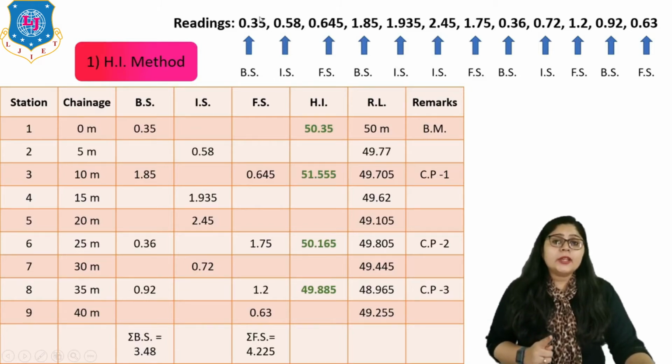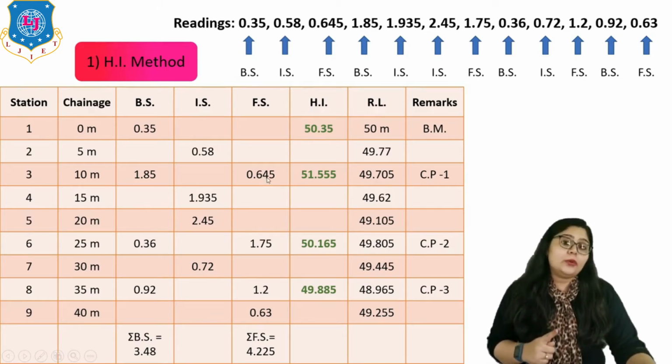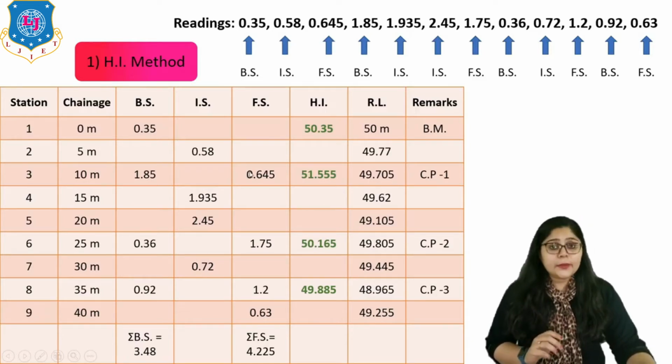Then you can see 0.35 is the first reading. It means I have to write 0.35 over here in station 1. Then this reading is of station 2. It means I am going to write the next reading in the column of IS, as I have mentioned over here, the IS. It means 0.58. And then the third reading, for the third station, is 0.645. So this is the way BS, IS and FS I have marked, right?